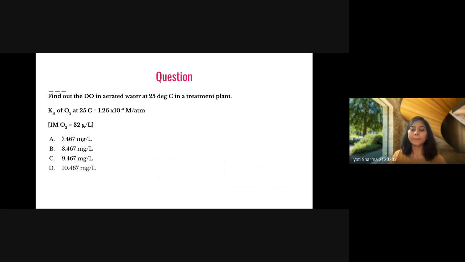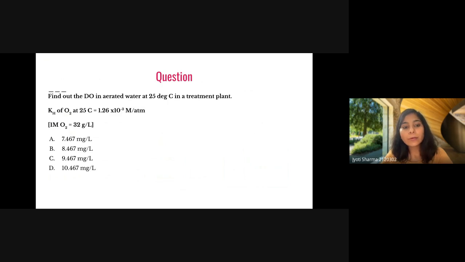Now we have something like this. One question is on air pollution. For example, we have the ocean, or you can say the river, and in the atmosphere we have oxygen. So how much oxygen will be absorbed by that ocean or the river? This we can calculate using one very simple formula, and this question is based on that.